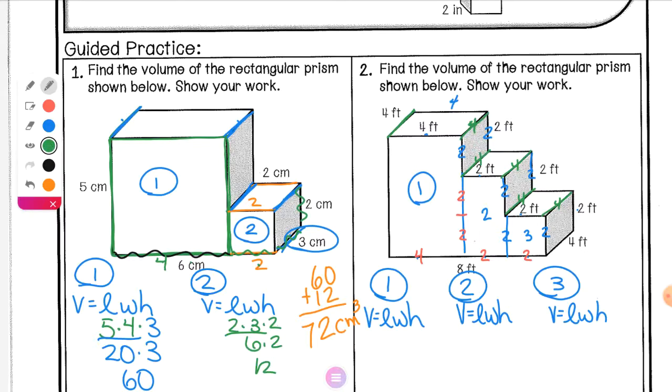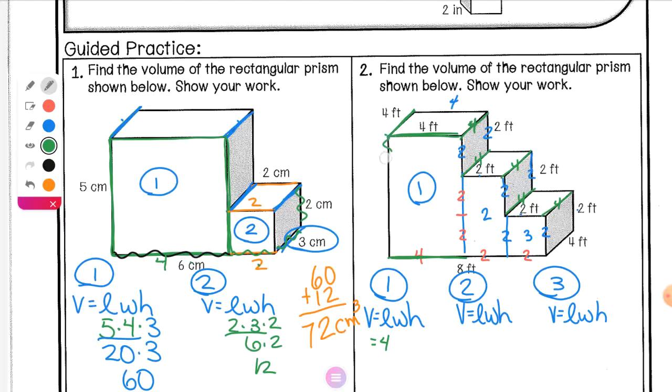Okay, shape number 1. Length times width times height. I'm going to do this first. How did I know that that was 4, Owen? So you split 8 into 3. I didn't split 8. I made it easier. I didn't have to do any math. If the top's 4, the bottom's 4. So my length, I'm going to call it 4.